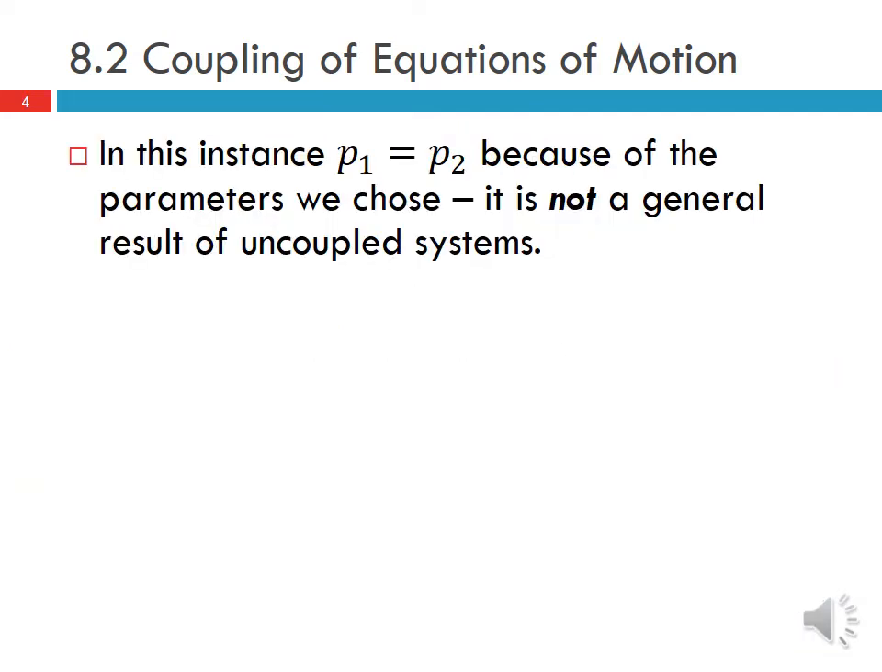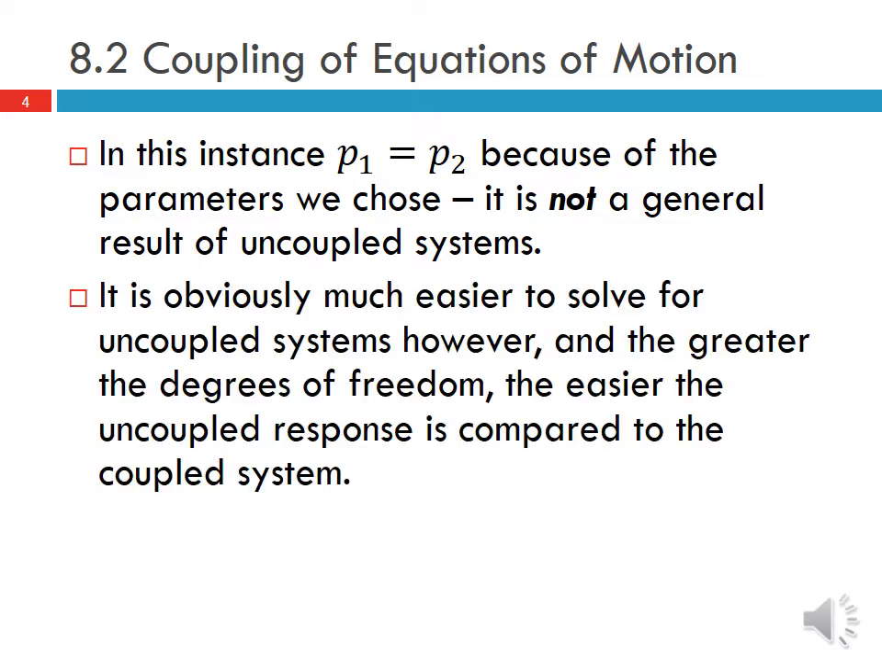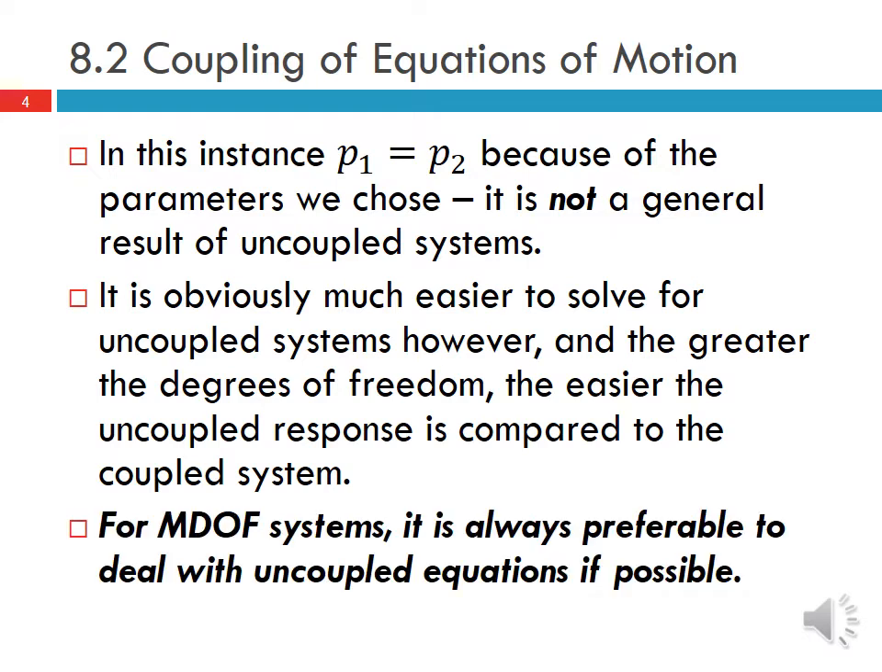It's important to note that in this instance, P1 is equal to P2 because of the parameters we chose. This is not a general result of uncoupled systems. It is obviously much easier to solve for the uncoupled systems, however, and the greater the degrees of freedom, the easier the uncoupled response is compared to the coupled system. For multiple degree of freedom systems, it is always preferable to deal with uncoupled equations if possible.